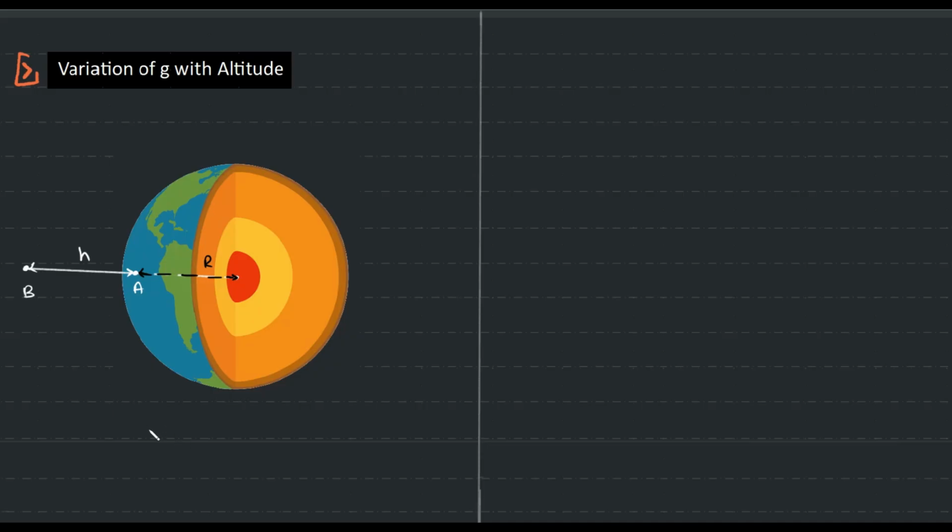So we will use the convention that we have acceleration due to gravity at point A is g, and this is gh. So we'll continue with this over here. Now, g on the surface of the Earth, that is something that we already know. So g is equal to GM by r square.